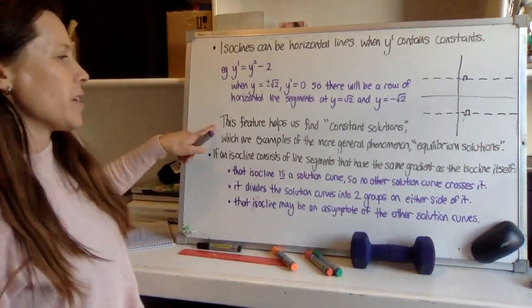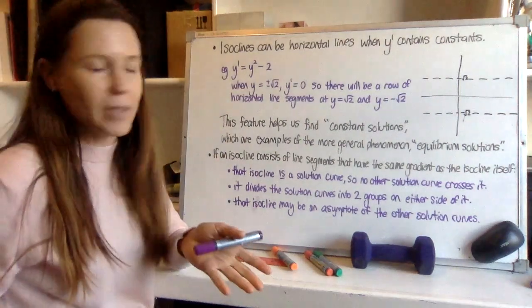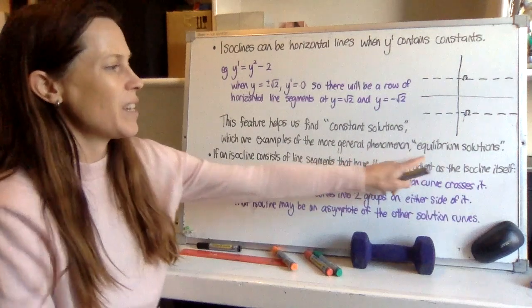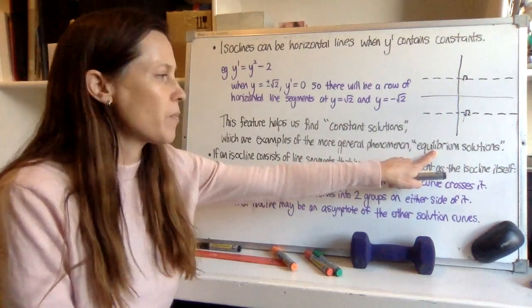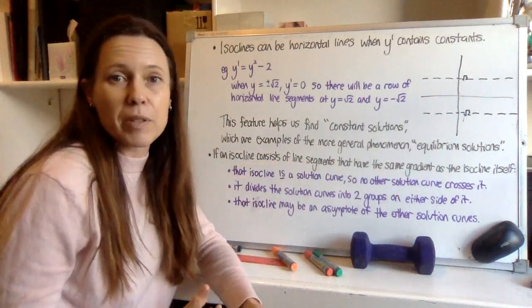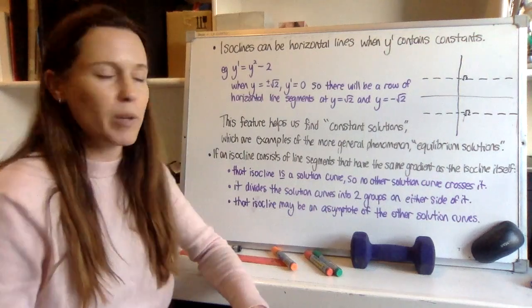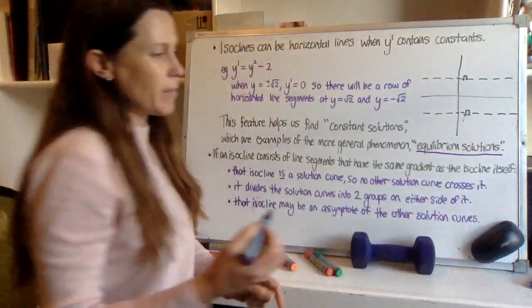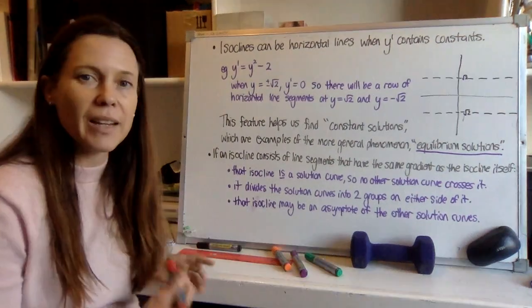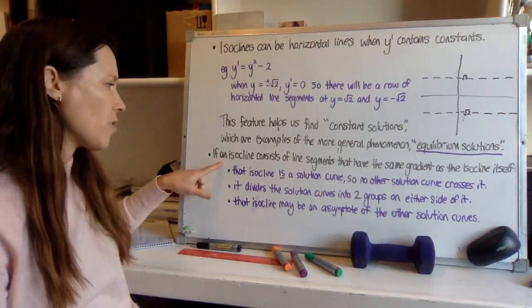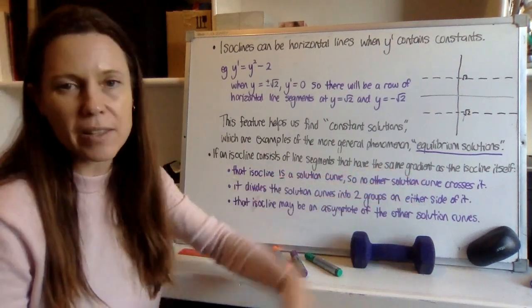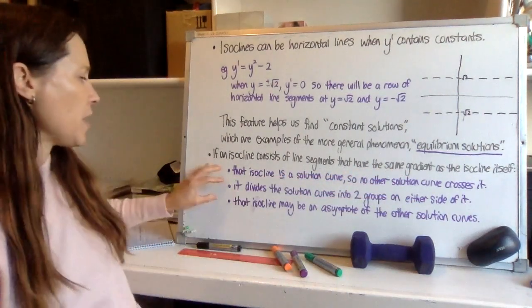Now, this feature is going to help us to find constant solutions. What are those? Well, they're examples of the more general phenomenon, equilibrium solutions. Now, we're going to look at equilibrium solutions specifically in an example in a moment, so that will make a little bit more sense then, but for now, let's just highlight that as something important that we need to consider. Next important point is that if an isocline consists of line segments that have the same gradient as the isocline itself, then we can make some assumptions.